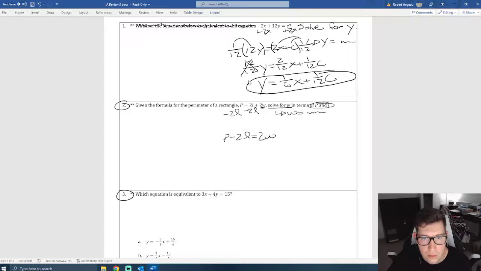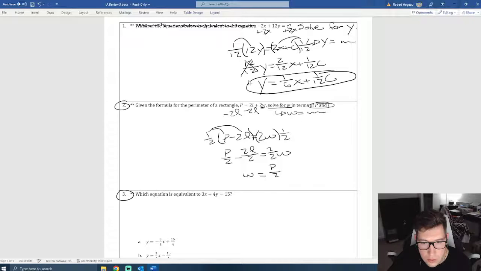Now, from here, we're going to continue on thinking of this as multiplication by the reciprocal, right? We're going to multiply by 1/2 on both sides. And again, where I have more than one term, I got to make sure I'm distributing. And so I'm going to have P over 2 minus 2L over 2 equals 2 over 2W. Just going to go through, clean this up, and learn that W is equal to, I'm just switching sides here, P over 2 minus L. And there it is.